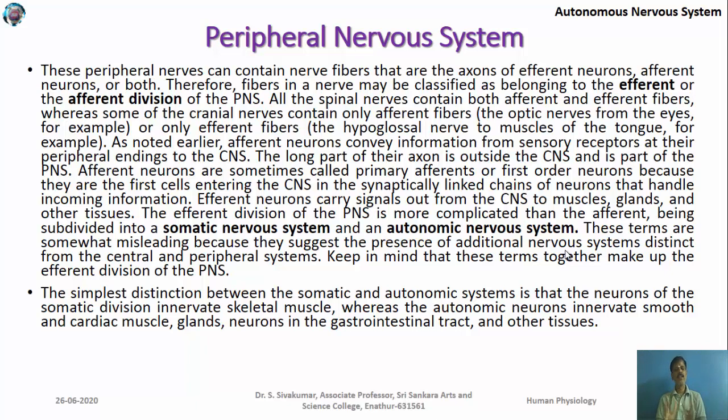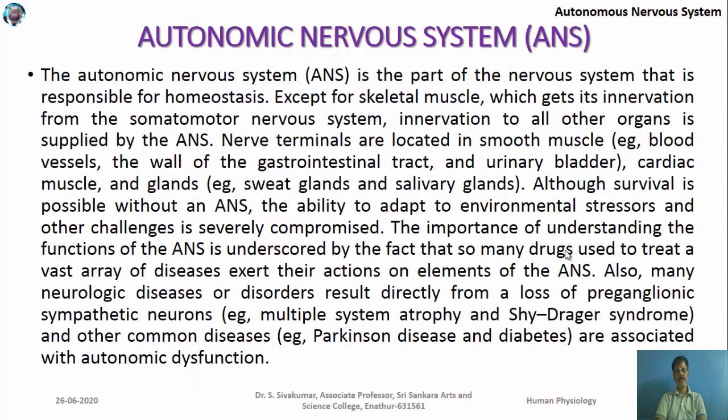Okay, the somatic is the only efferent division which provides nerves to the skeletal muscle, whereas the autonomic nervous system provides nerves to everything apart from skeletal muscle: smooth muscle, cardiac muscle, and other glands. Okay, so this is about the autonomic nervous system. It innervates the organs and tissue parts of the body other than skeletal muscle, such as the gastrointestinal tract, urinary bladder, cardiac muscles, sweat glands, and salivary glands. They all come under the category of the autonomic nervous system.